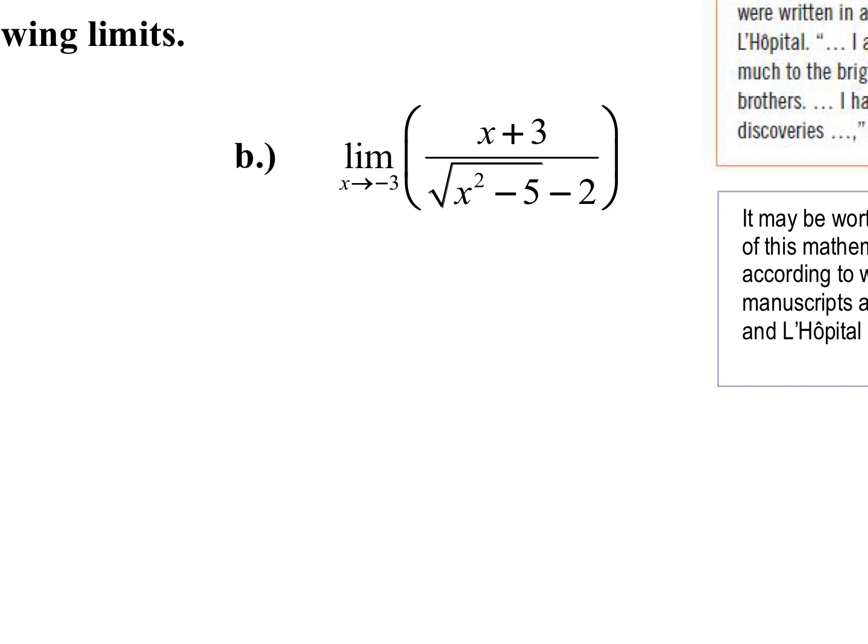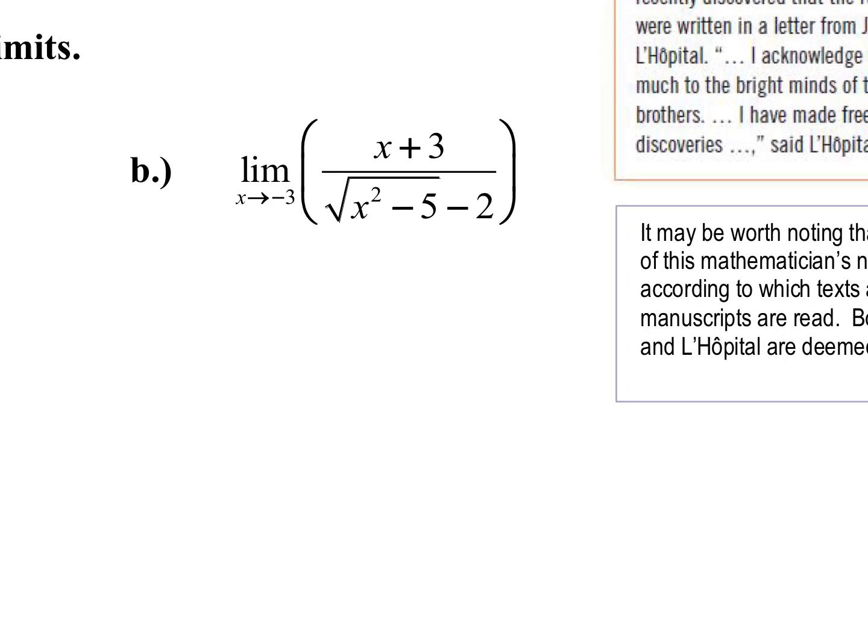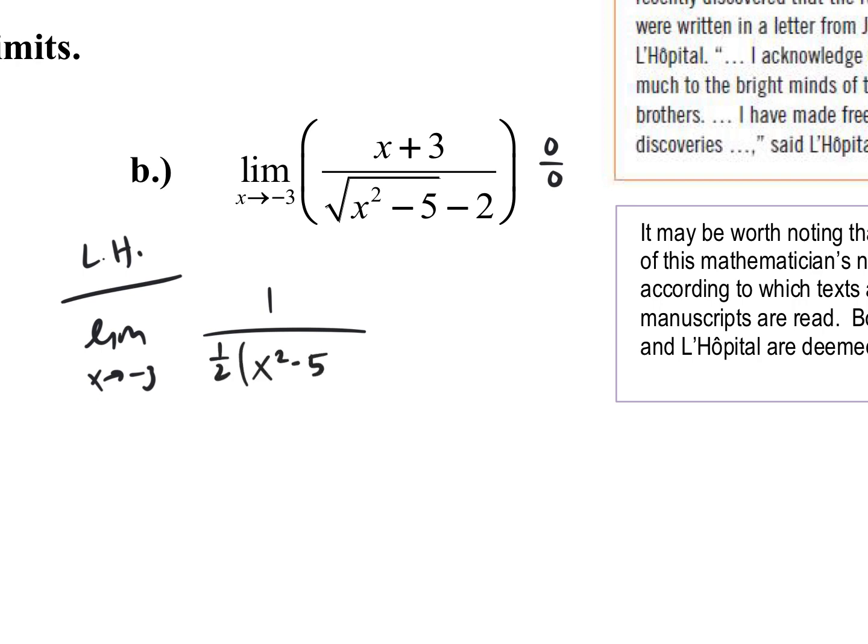All right, let's go through this one quick because I hear two different answers that we are getting. So when I first plug in -3, I get 0 over 0. So I can apply L'Hopital's rule. And when I take the derivative of the top, I get 1. And when I take the derivative of the bottom, I get 1/2 times x squared minus 5 to the -1/2 times 2x. Got to do that chain rule.